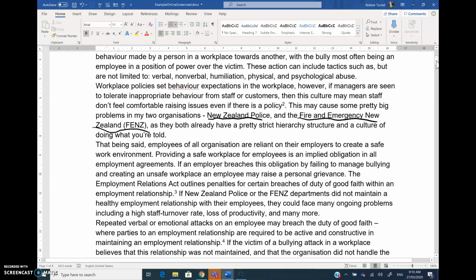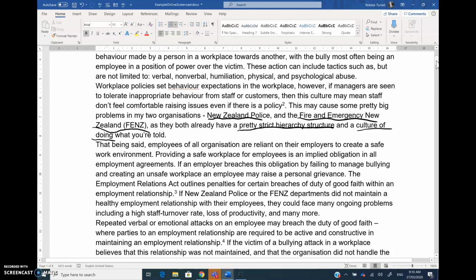Okay, this may cause some pretty big problems in most organisations, as they have pretty strict hierarchy and a culture of doing what they're told. Okay, that is a nice identification of the type of organisations that they are.